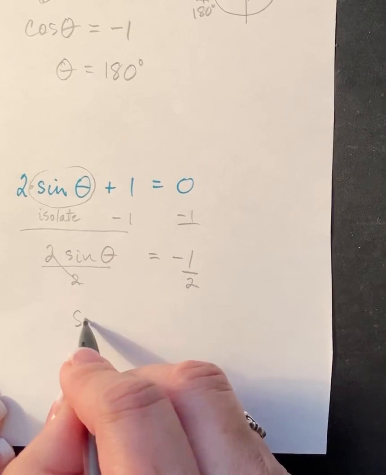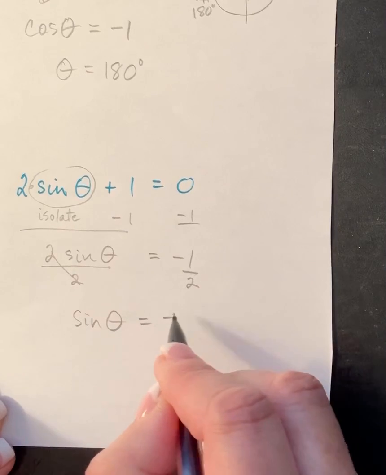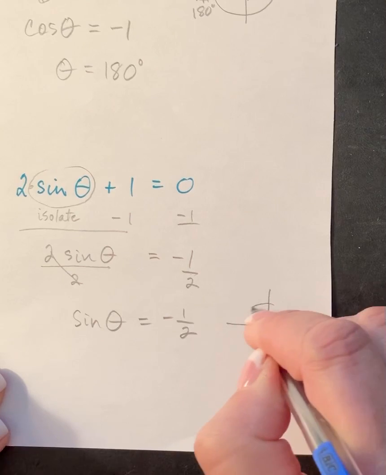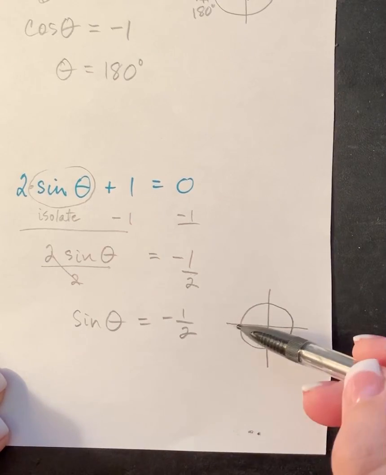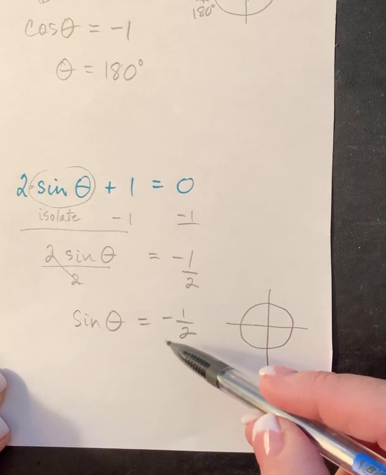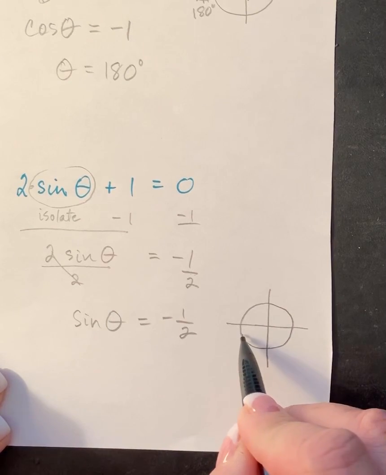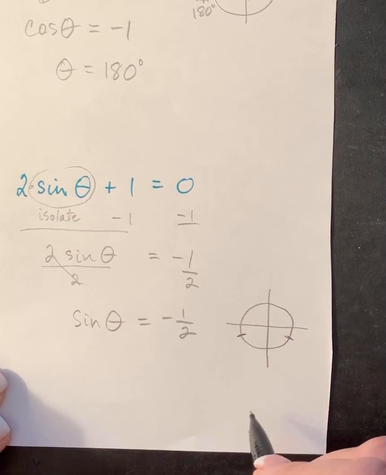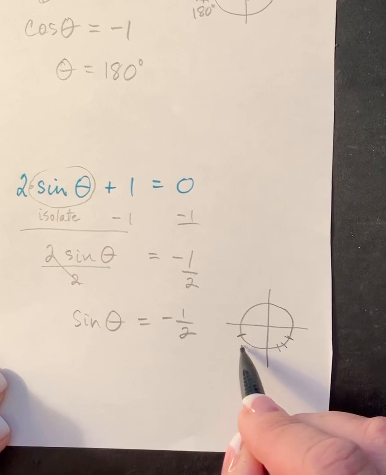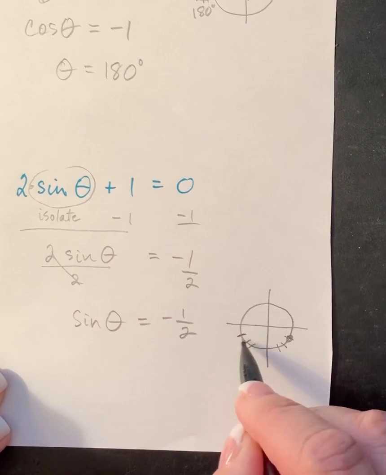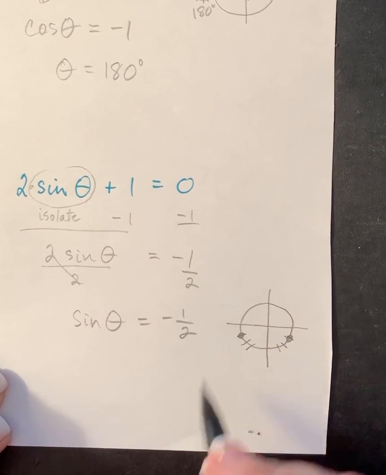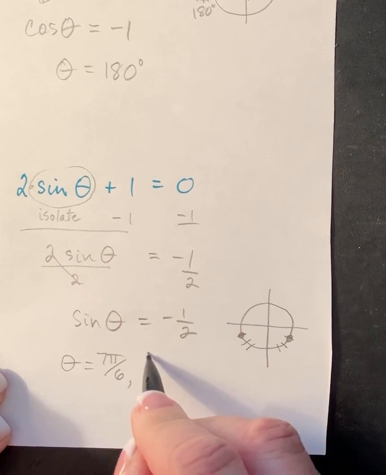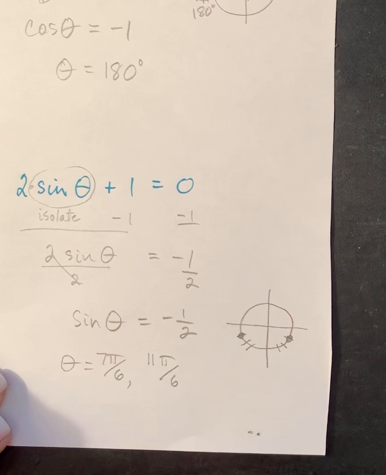So this tells us we want to find where the sine of theta equals negative 1/2. That is going to happen in places below the x-axis, since that's where a y-coordinate would be negative. Negative 1/2 is going to happen here and here, the ones closest to the x-axis, but underneath. So we're talking at 7 pi over 6 and also 11 pi over 6.